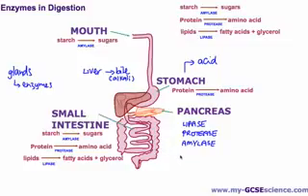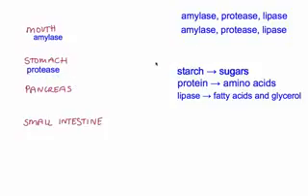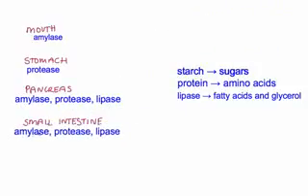This is a slide that's probably worth going over one more time to make sure you're clear about the different aspects of digestion. If you feel happy with it, here's a little revision exercise. We've got the mouth, stomach, pancreas, and small intestine. The mouth produces amylase, the stomach produces protease, and remember, the pancreas produces all three, and the small intestine produces all three. Hopefully that's quite simple to remember.